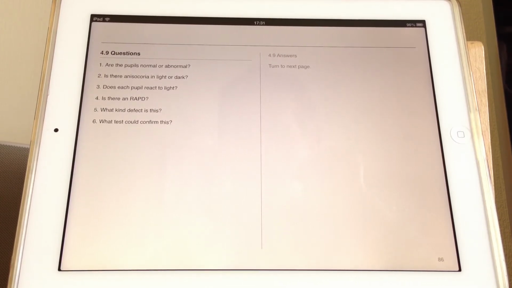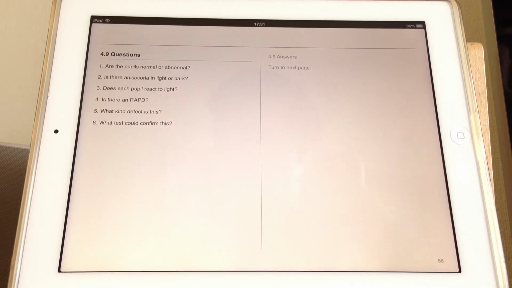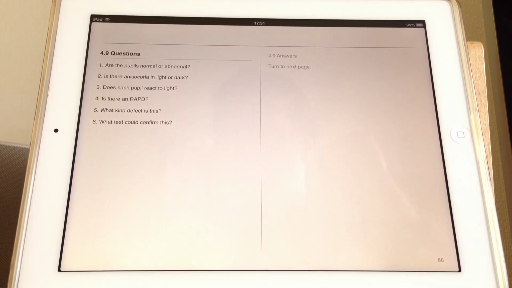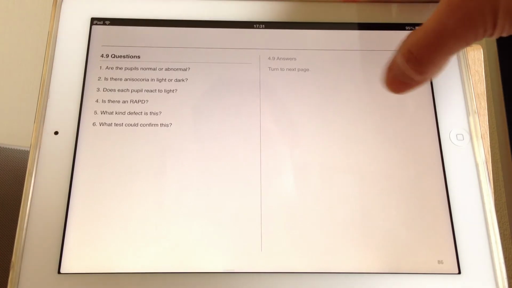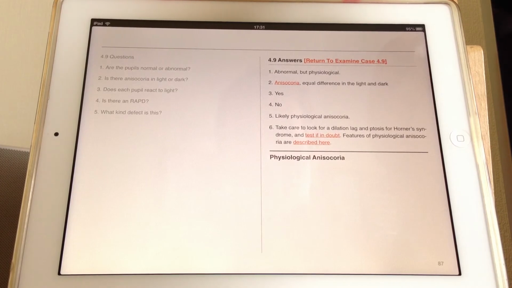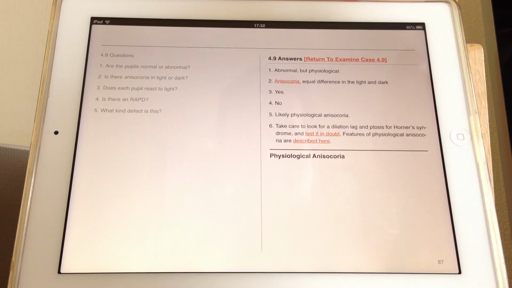What test could confirm this? Well, I guess the test that I'm thinking of with anisocoria is to exclude a Horner syndrome. So if you're concerned about the possibility of Horner syndrome, if there's a suspicion of a dilation lag, ptosis, and sometimes those can be quite subtle things to look for, then you might do the cocaine test, or you might do the apraclonidine test. So I've written here in my answers, take care to look for a dilation lag and ptosis of Horner syndrome and test if in doubt.